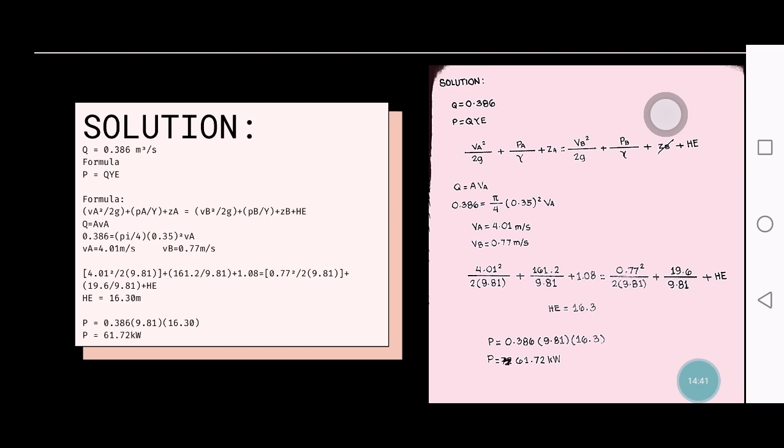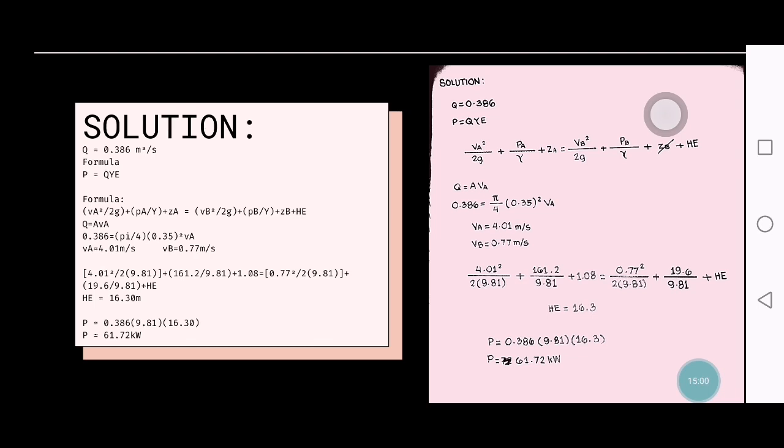all over 2 times 9.81 plus 19.6 all over 9.81 plus HE. So HE is the unknown, the head extracted, and our answer is 16.30 meters.